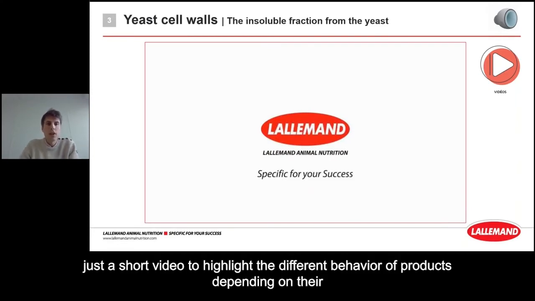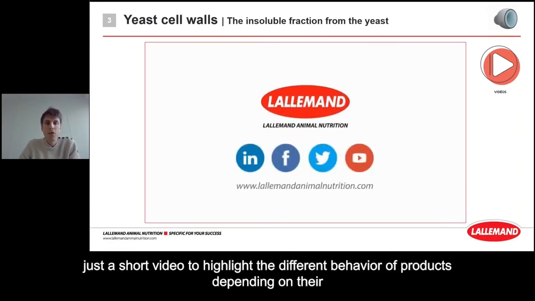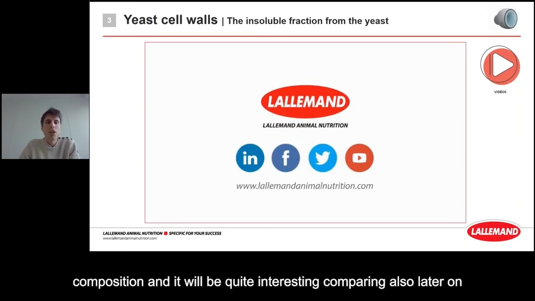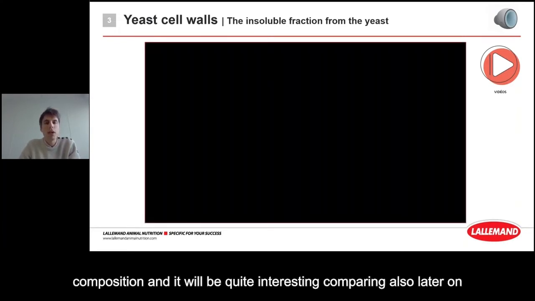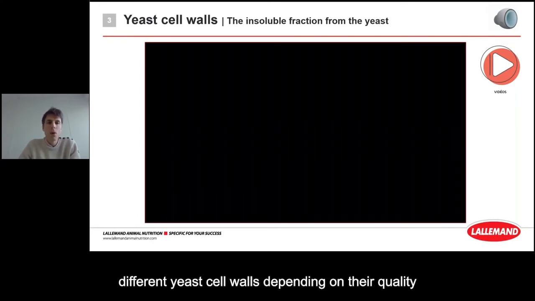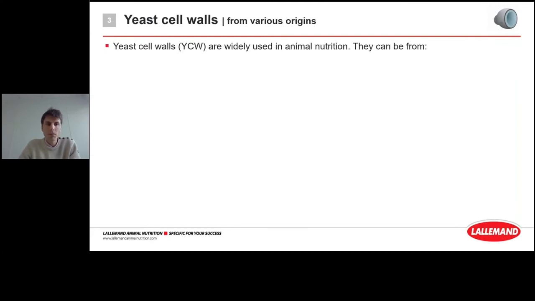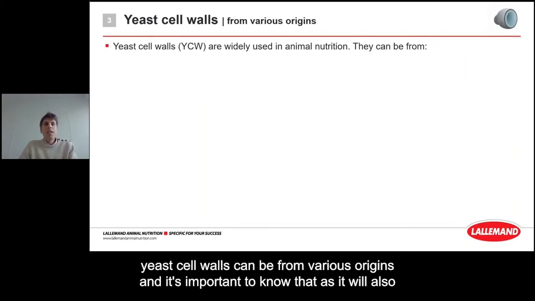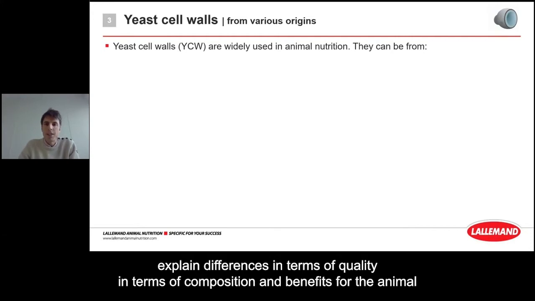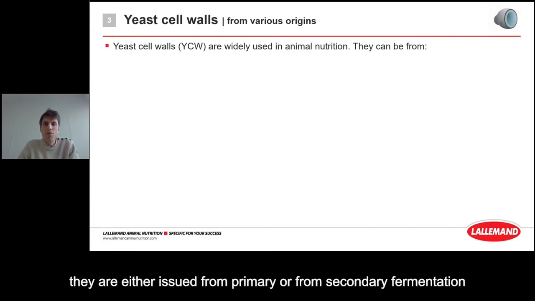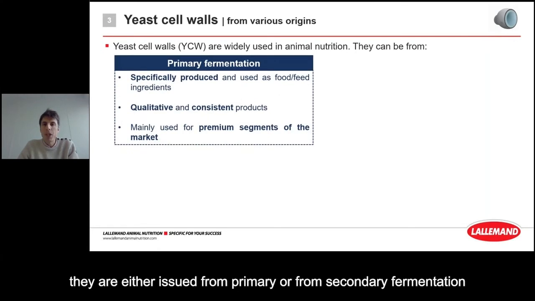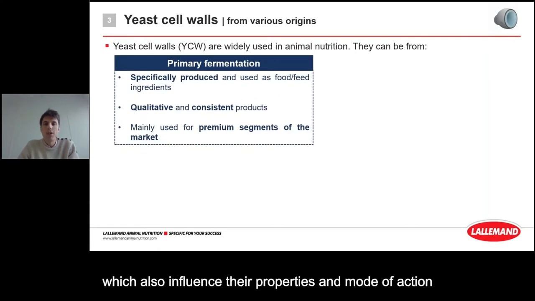Just a short video to highlight the different behavior of products depending on their composition, and it will be quite interesting comparing also later on different yeast cell walls depending on their quality. Yeast cell walls can be from various origins, and it's important to know that, as it will also explain differences in terms of quality, in terms of composition and benefits for the animal. They are either issued from primary or from secondary fermentation, which also influences their properties and mode of action.